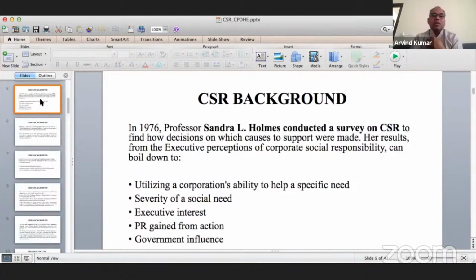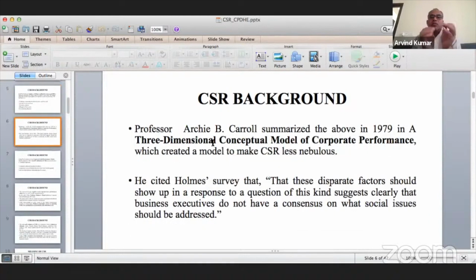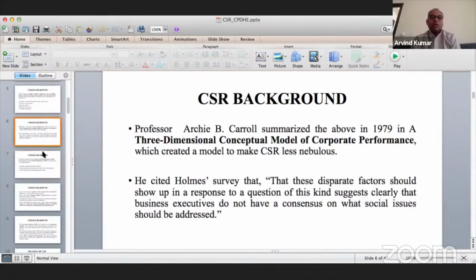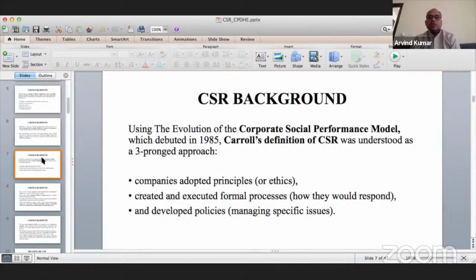And very quickly, I will talk about one of the authorities in CSR called Carroll. Professor Carroll has come up with the three-dimensional conceptual model of corporate performance, which was created to make CSR less nebulous. So very quickly, I will talk about Carroll's model, and what Carroll has talked about.